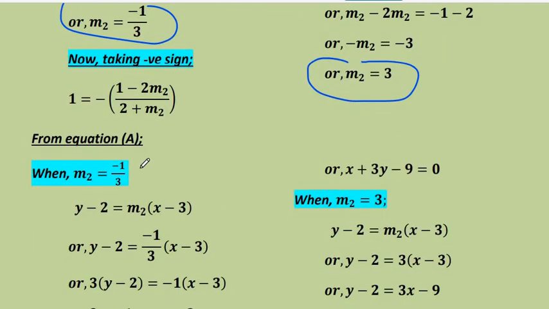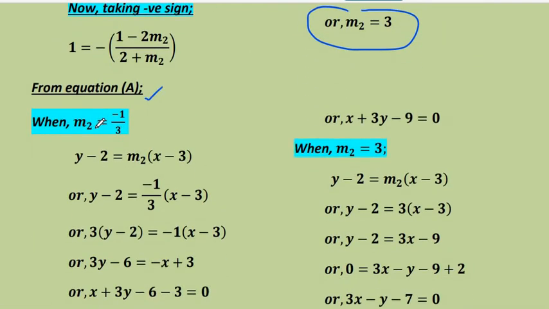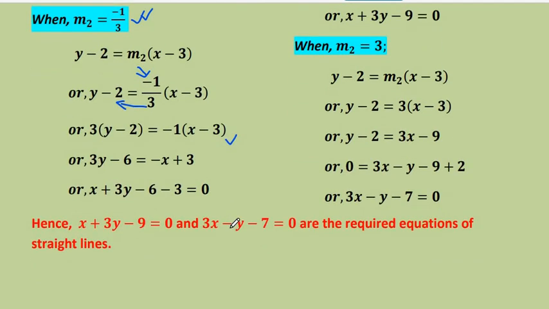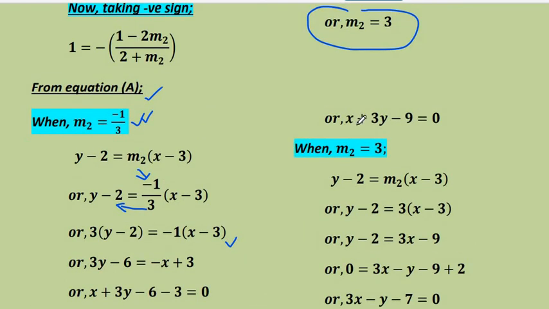You can see I have taken equation A, and since we have two values of m2, I have taken m2 equals minus 1 upon 3 at the beginning, and then simply substituted the value of m2 here and did the cross multiplication. Then after a bit of calculation, you will get one equation, x plus 3y minus 9 equals 0. So we obtained this equation when we substituted slope m2 equals minus 1 upon 3.